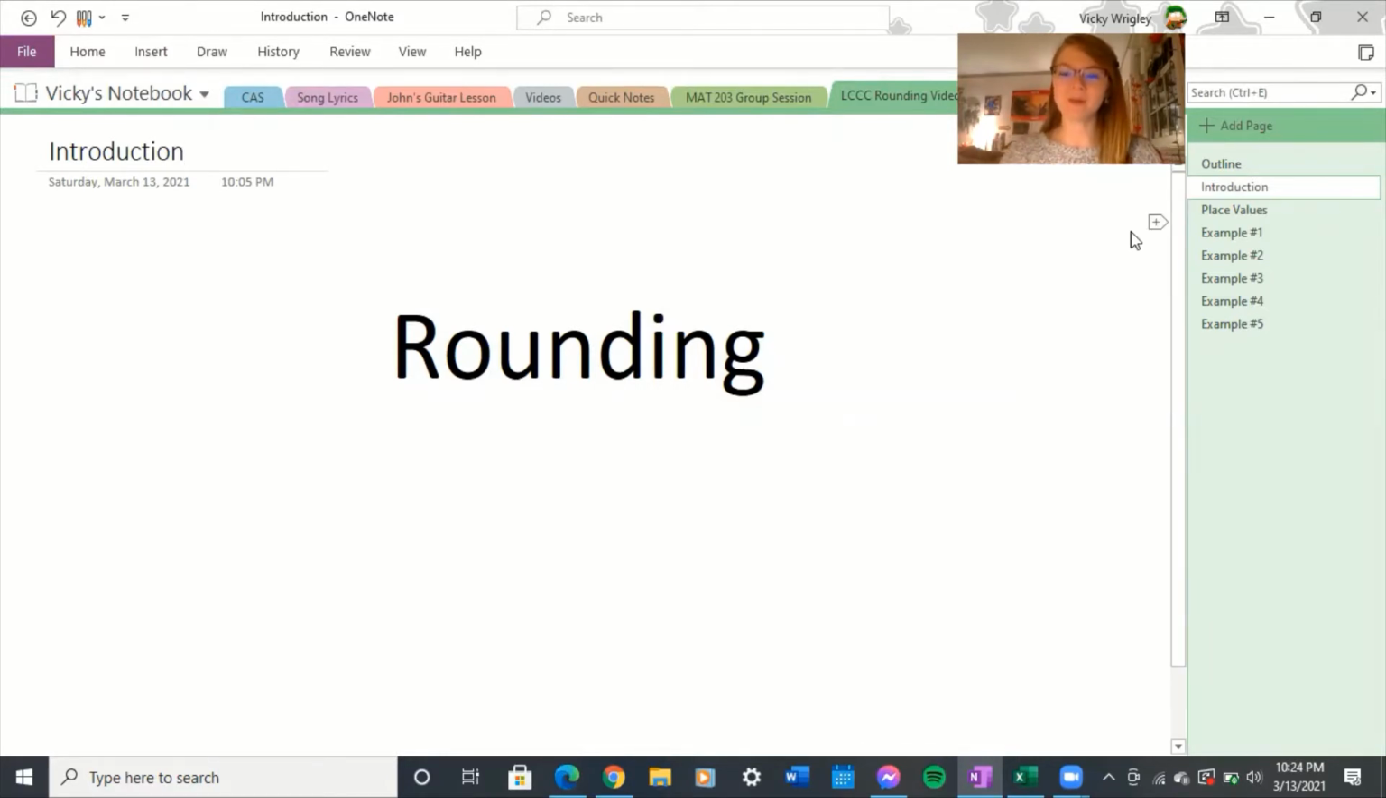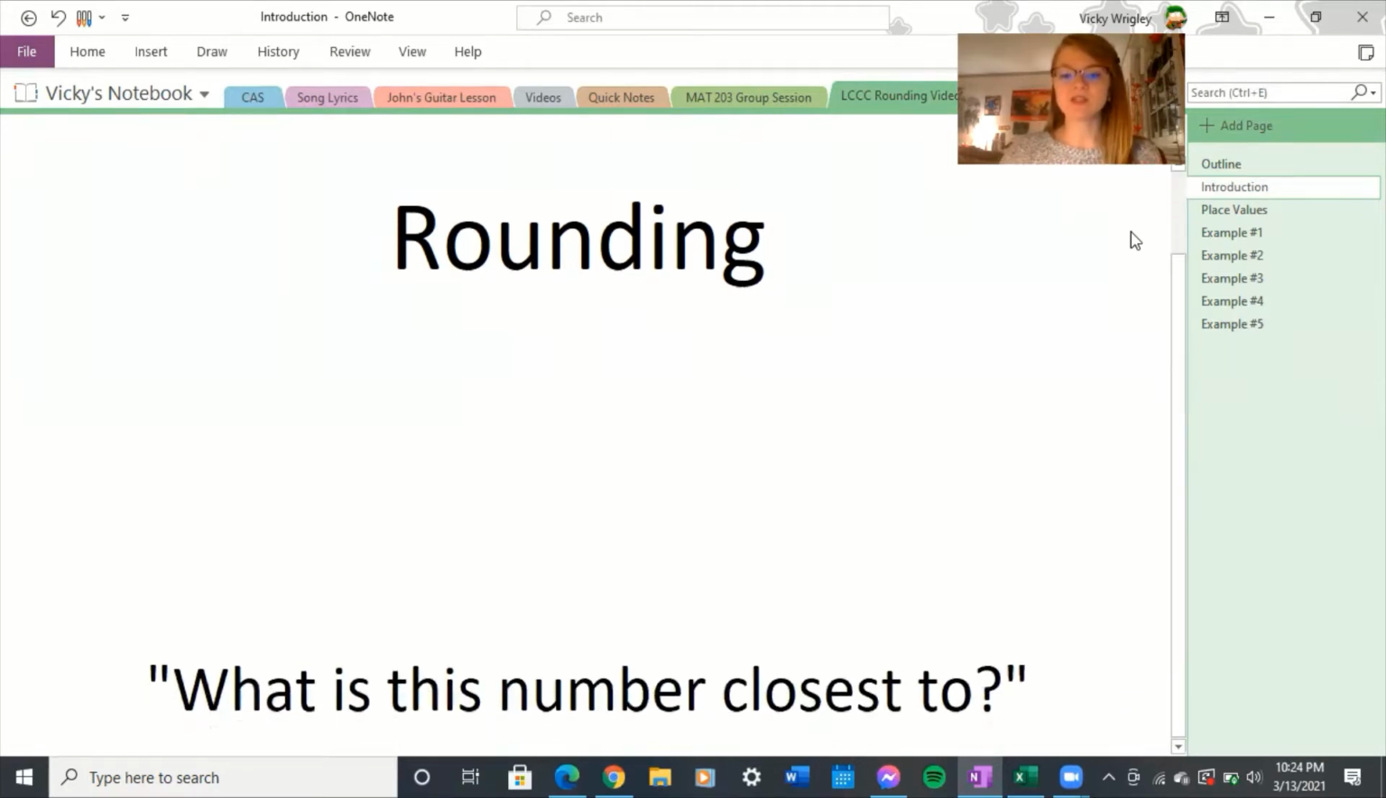All right, so when a problem is asking you to round, it's essentially asking you this question. What is this number closest to? So when you're rounding a number, you're estimating it to another number. You're saying, oh, this number is close to this number. It's about this. It's around this. Hence, rounding. And you answer this question based on the information it gives you in the problem.